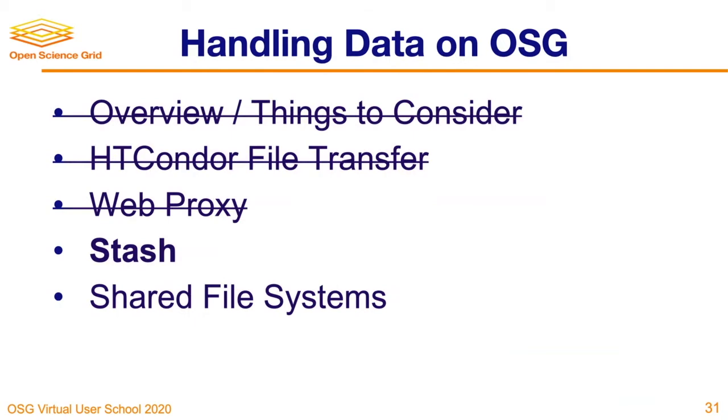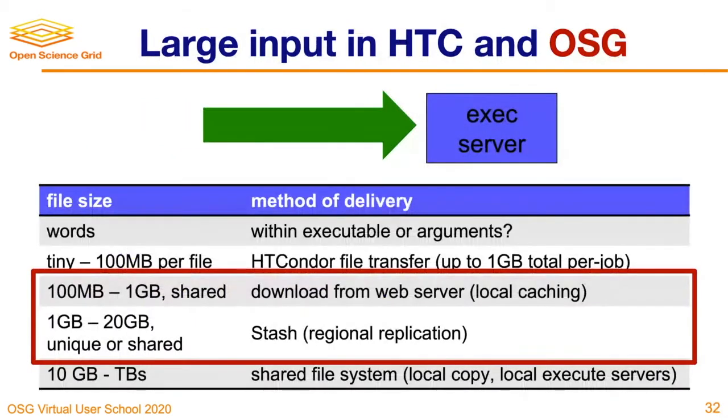The nice thing about Stash is because it is managed completely by OSG, including the regional caches, we do have some special protocols that you can use to transfer those files. And so you can actually have file sizes up to about 20 gigabytes. It will support larger file sizes, but 20 gigabytes tends to be the peak of our patience level, right? At that point, they start to take too long to download or transfer.